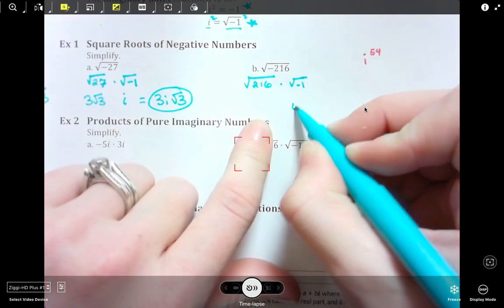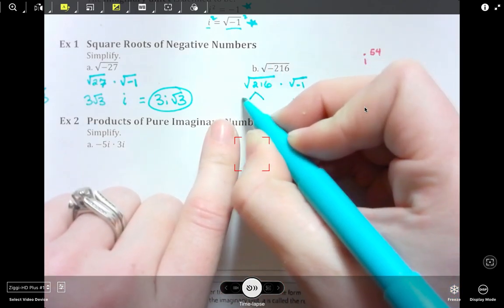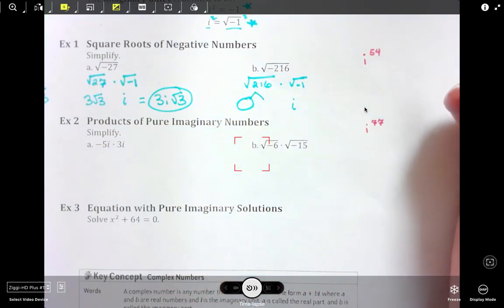So the square root of -1 is i, and 216 will break down.